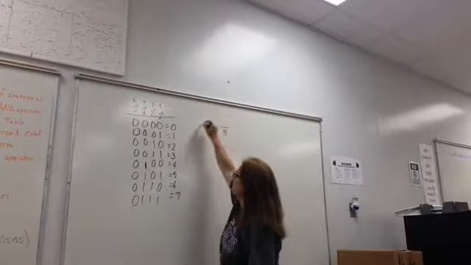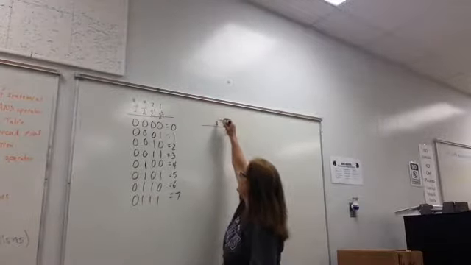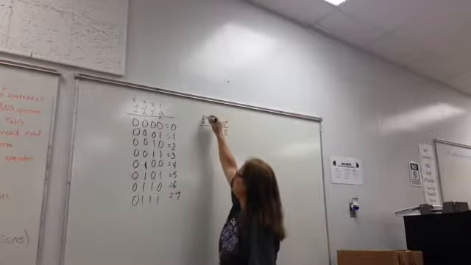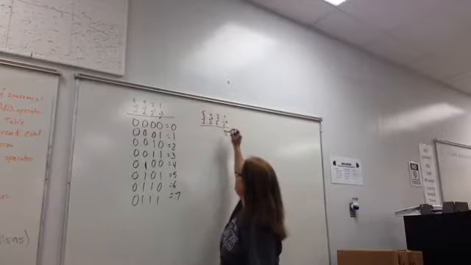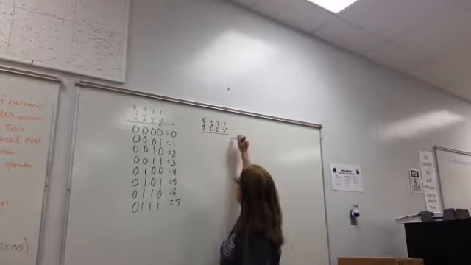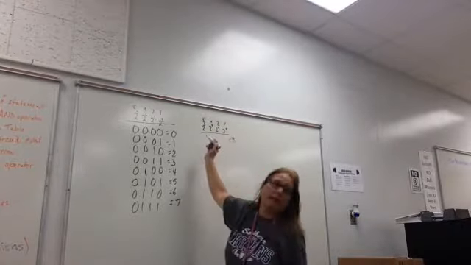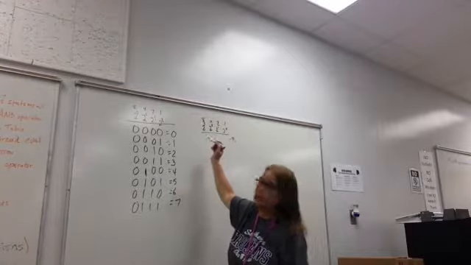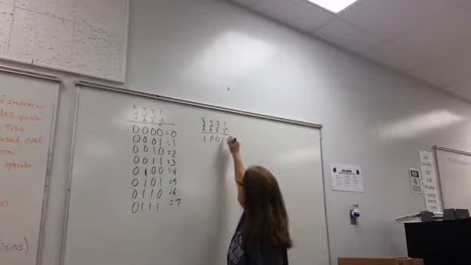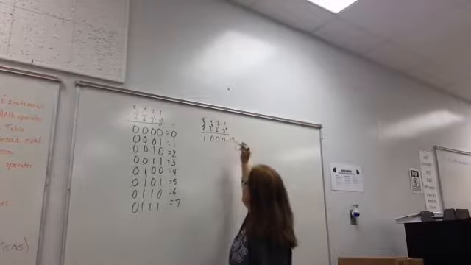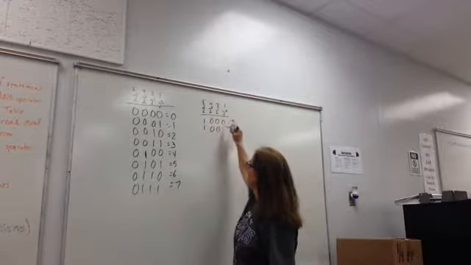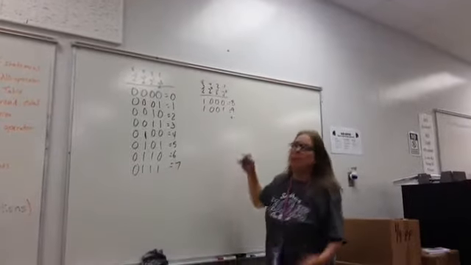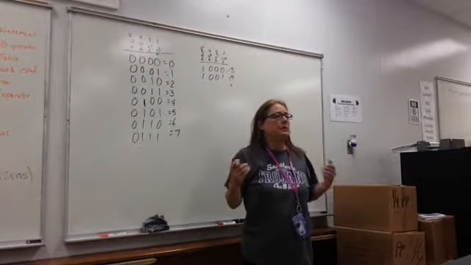So I'm going to do the same thing again. 2 to the 0, 2 to the 1, 2 squared, 2 cubed: 1, 2, 4, 8. So the only place I need to put a 1 is under the 8. And then if I want 9, it's 8 and 1.